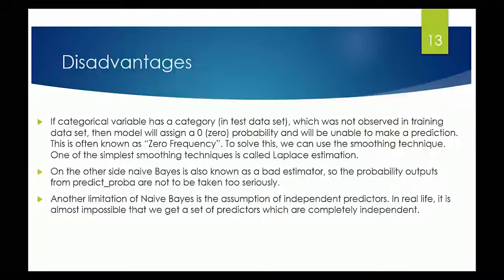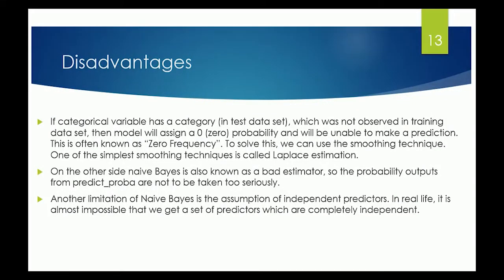What are the disadvantages? If a categorical variable has a category in the test data which was not observed in the training dataset, then the model will assign a zero probability and will be unable to make a prediction. This is called zero frequency. On the other hand, naive-Bayes is also known as a bad estimator, so the probability output from predict_proba is not to be taken too seriously. Another limitation of naive-Bayes is the assumption of independent predictors.